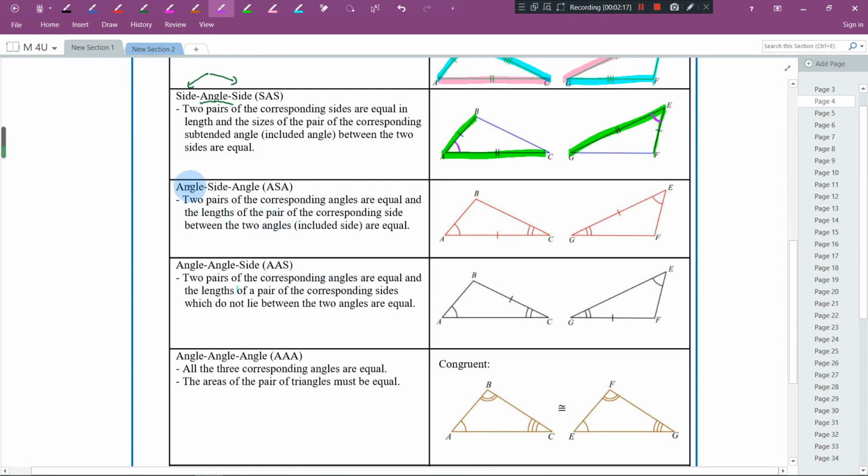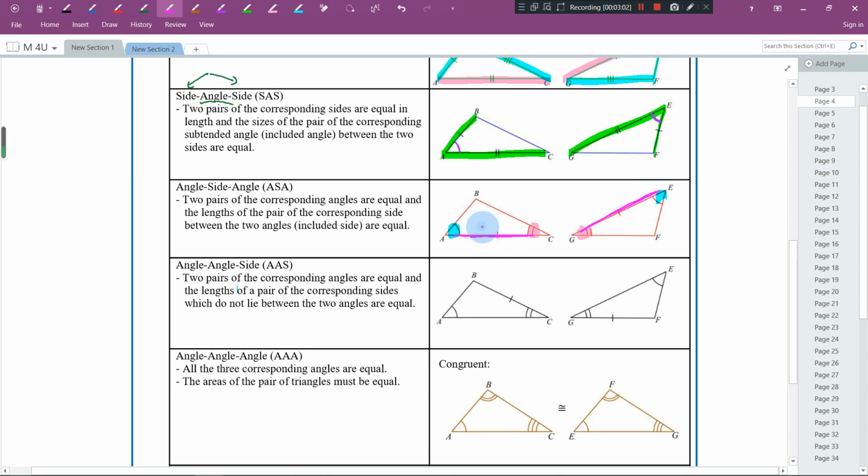Let's look at the third one, angle side angle. Two pairs of the corresponding angles are equal. One pair and the second pair. Two pairs of the corresponding angles are equal, and the length of the pair of the corresponding sides between the two angles, the side which is located between the two angles that we know their size, this side, we can call the included side. And this one, they have the same length as well.